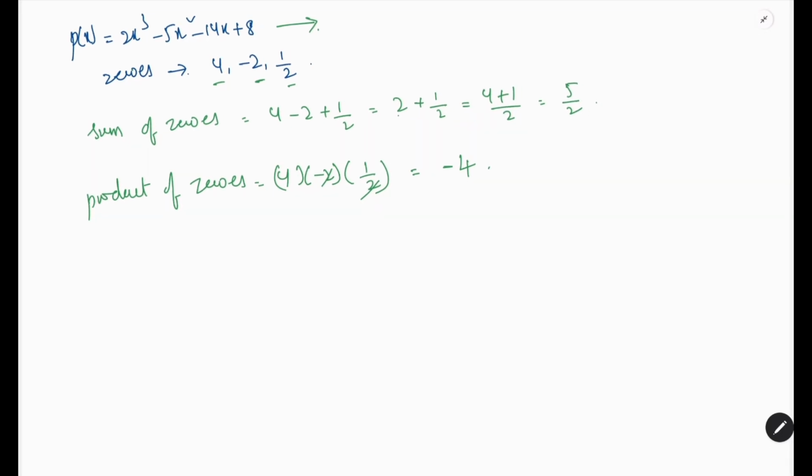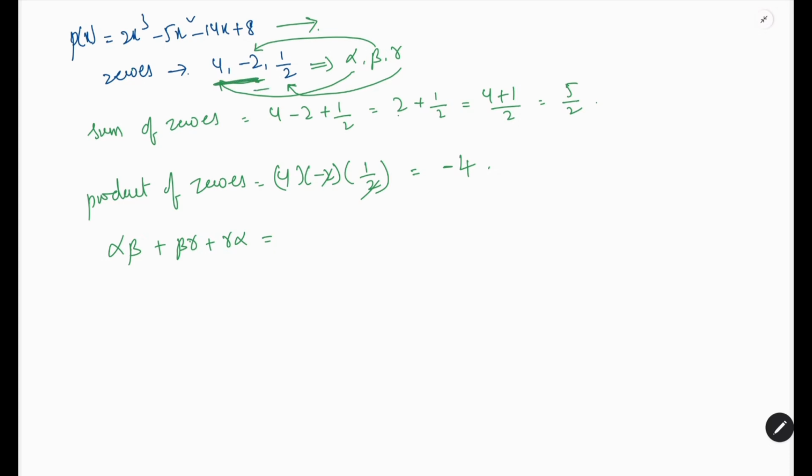Here there is one more term. If the zeros are alpha, beta and gamma, for suppose alpha value is 4, beta value is minus 2 and gamma value is 1 by 2. So we have one more formula here, alpha beta plus beta gamma plus gamma alpha. That means the sum of the products of two terms.